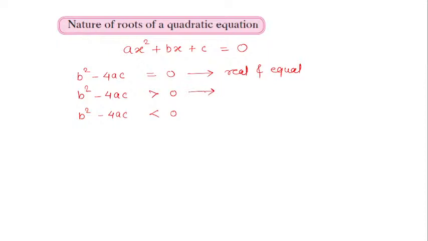In the second case, if b square minus 4ac is greater than 0, then the roots are real, but they are unequal. That means they are real, but they are unequal. x is equal to 2 and x is equal to 3, like this one.